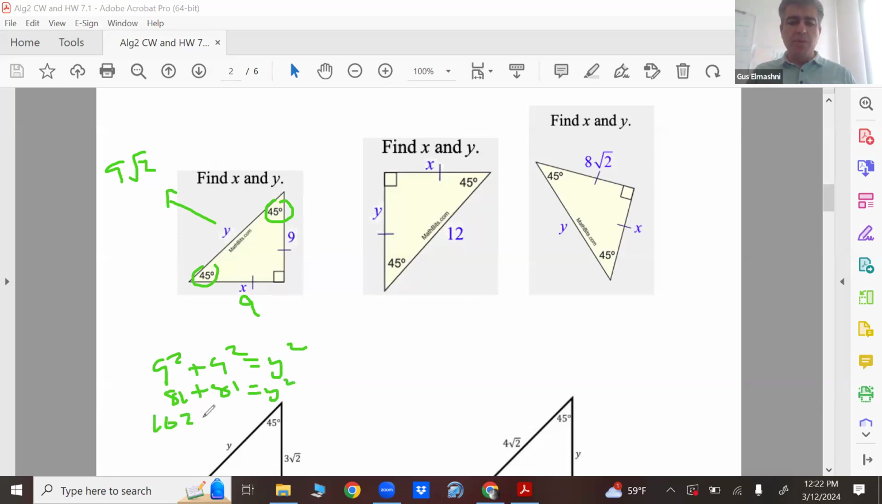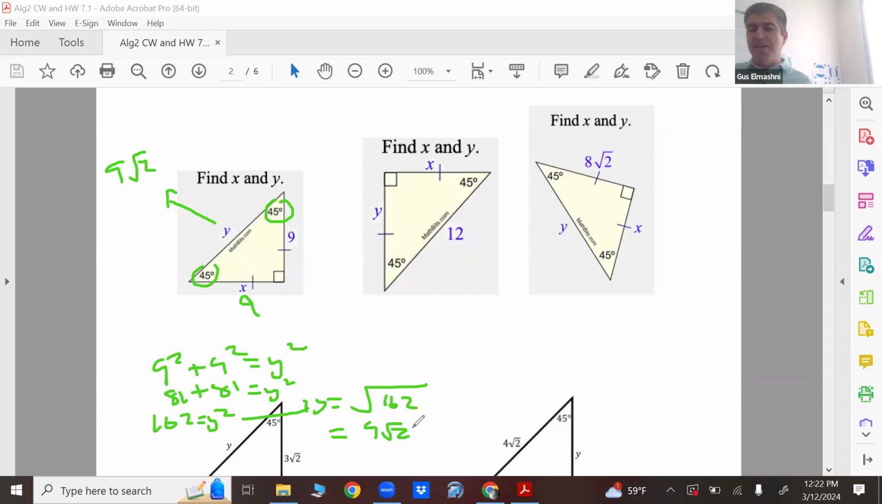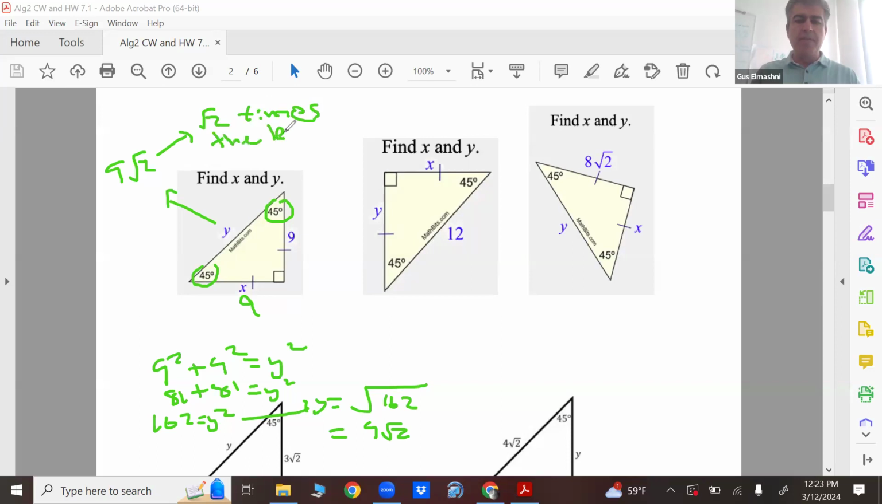So 162 equals y squared. Y is root 162. But when you go through all this process, it just takes a while. Just multiply the side by root 2, right? That's all you have to do. It's always going to be root 2 times the leg. Just choose one leg, because both legs are the same, and multiply by root 2. That's it.